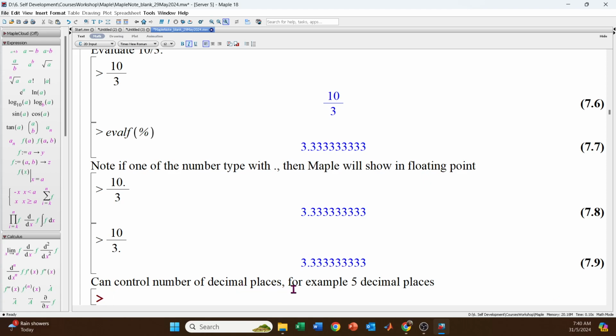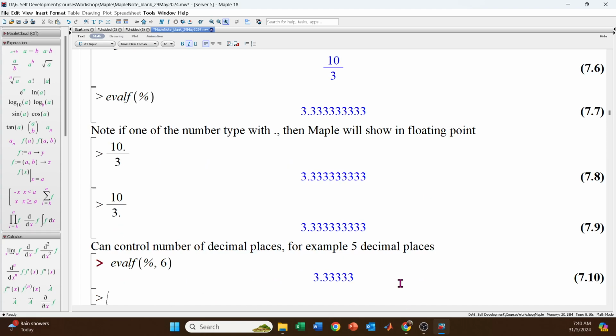Control the number of decimal places, 5 decimal places. How to see the last output with 5 decimal places? So total 6, because 5 plus the integer digit, so total 6.